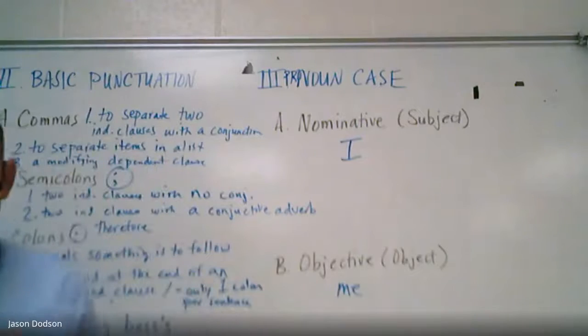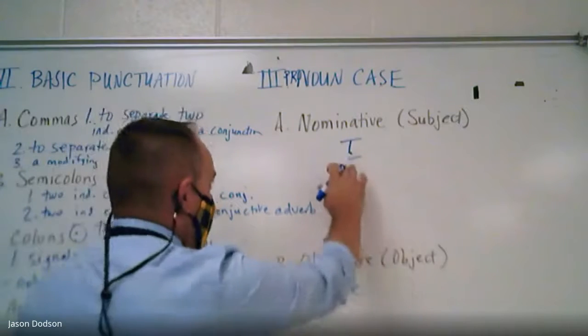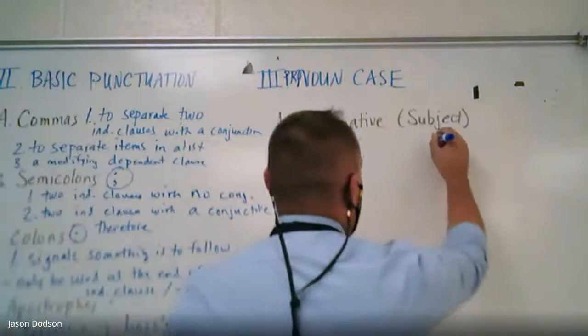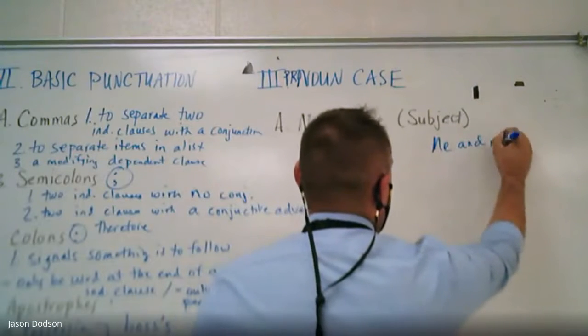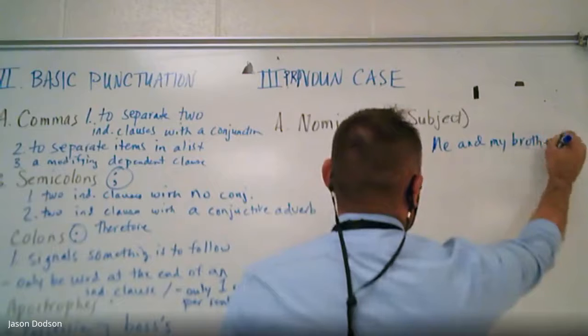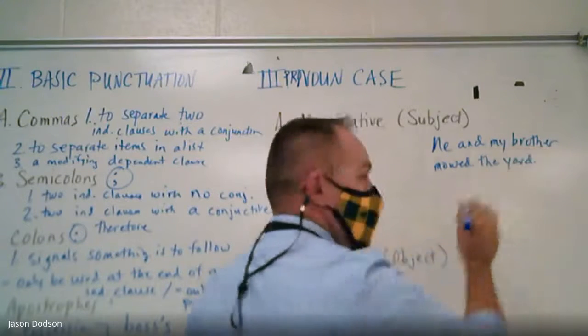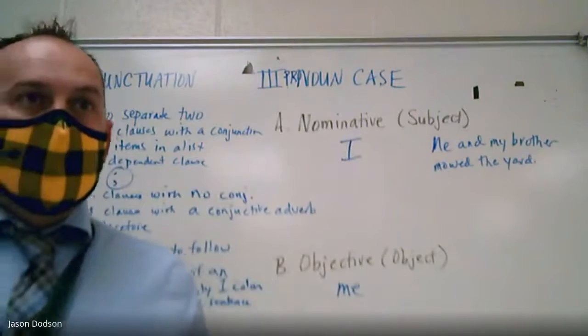Me, okay? And its possessive case would be my or mine. Now, when do you use I versus when do you use me? For example, would you say, "Me and my brother mowed the yard?" Would you say that and be correct?